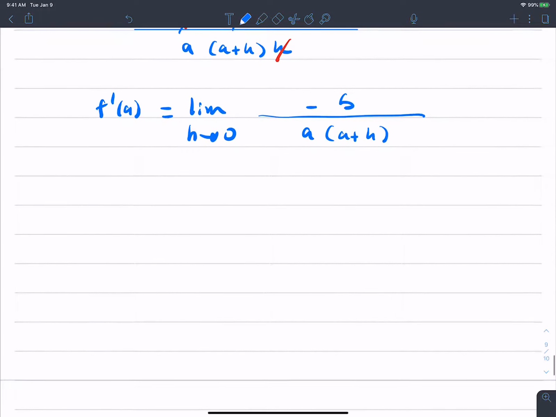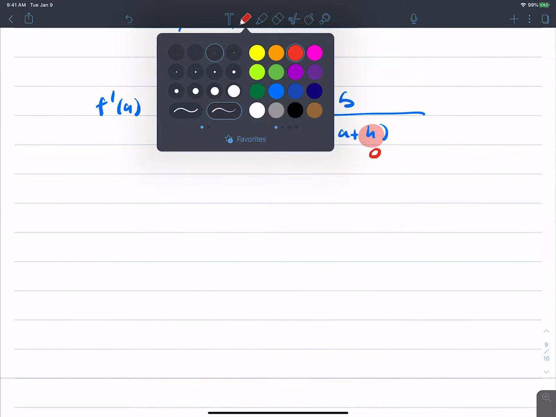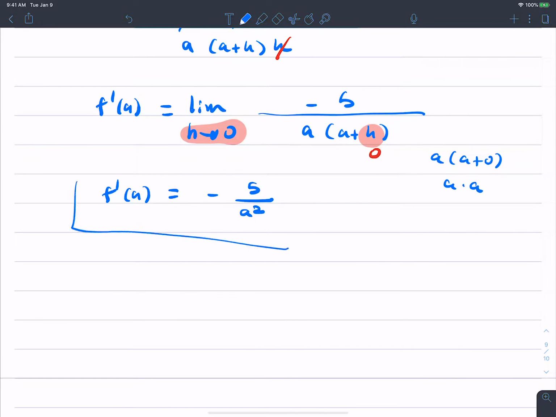So apply the limit for h. H is going to 0. And so, ladies and gentlemen, you have negative 5 over a squared. And you say, why? Well, that's a times a plus 0, right? Isn't that a times a? Okay, there you go, ladies and gentlemen.